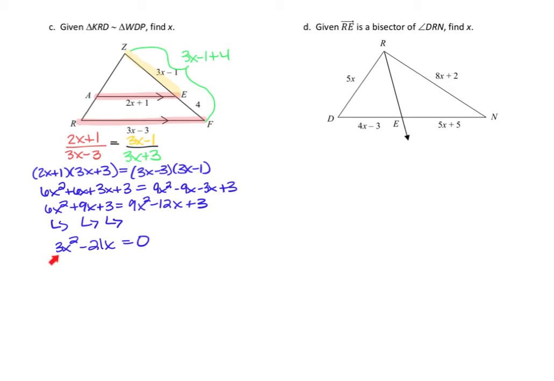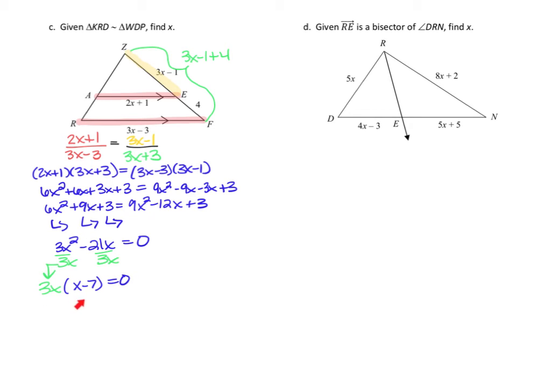So I just have a binomial here. That means I'm not going to use the diamond or magic x. So we're going to look for common factors. What can I divide out of both of these terms? We can divide a 3x out of both terms. So the 3x is going to come to the front, and that will simplify to x minus 7.